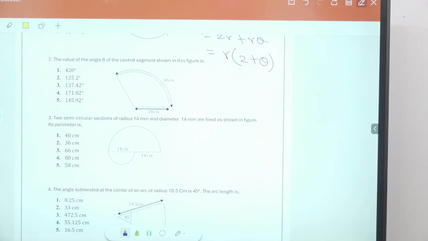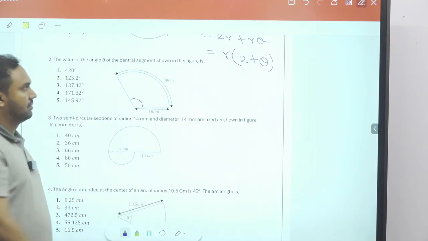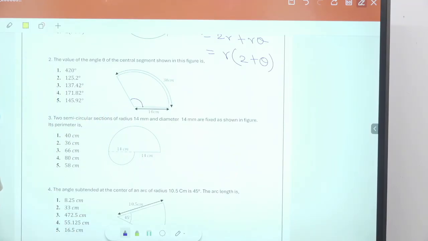The value of the angle theta of the central segment shown in this figure is... they are asking for the theta value here in degrees. Theta value in degrees.